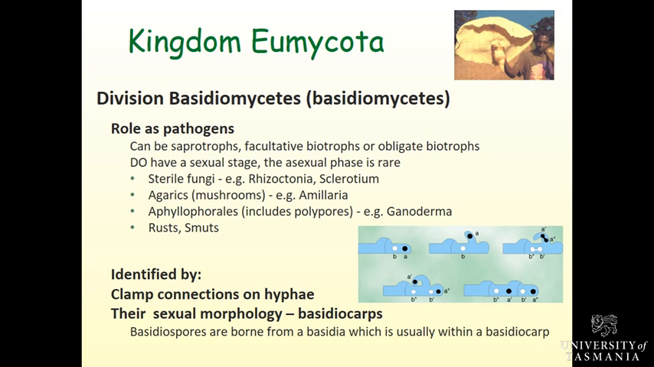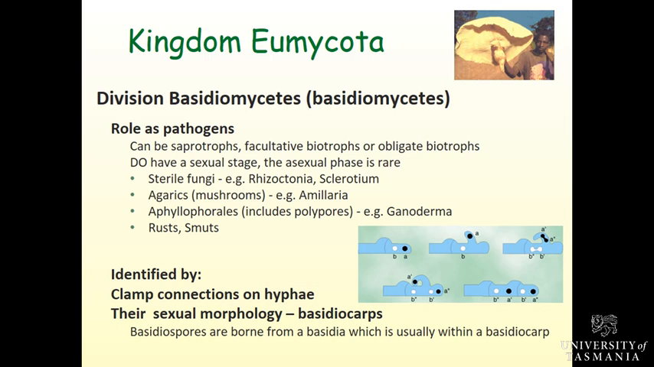again, there's a range of different ones. They can be saprophytes, obligate biotrophs, or facultative biotrophs. They do have a sexual stage. The asexual stage is more rare. You can have some that are what we call the sterile fungi, which don't actually produce any spores at all. So Rhizoctonia, which is a nasty pathogen of a whole range of things, will very, very seldom produce spores. There is a sexual stage that can be induced in some strains, but more often than not, you won't actually see any spores. So the diagnosis of these guys is all based on mycelial structures.